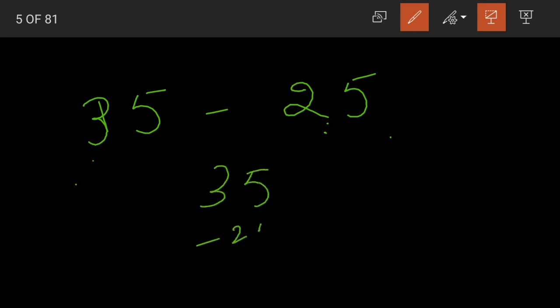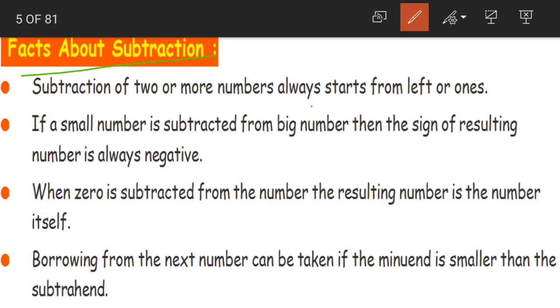Children, whenever we are taking two numbers, say suppose 35 minus 25, and we are subtracting, how do we start subtracting? From which side? We start subtracting from the left side. This is which place? This is our ones place. So that is our first fact: subtraction always starts from left or ones. Clear? Now coming to the second fact.